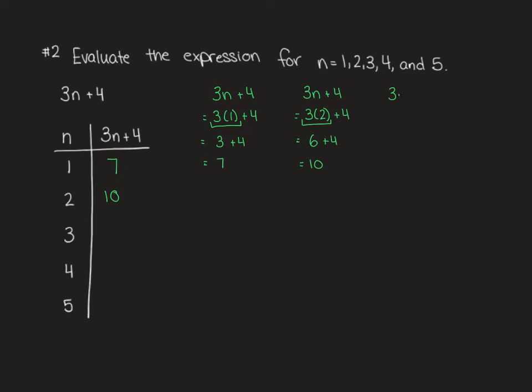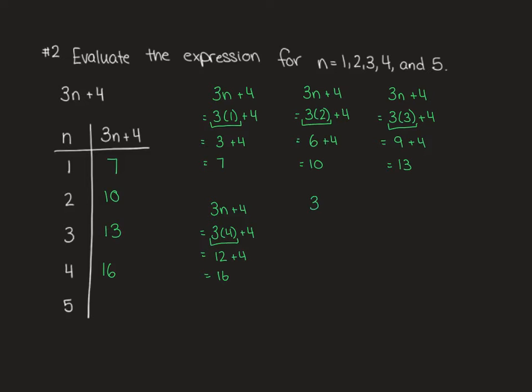Now we move on to number 3. So 3n plus 4, this time we're figuring out what would happen if n equaled 3. So we start with multiplication. 3 times 3 is 9, plus 4, and 9 plus 4 is 13. And that will go in our chart beside 3. Then 3n plus 4, if we're calculating n equals 4, so that's what we'll substitute. So 3 times 4 is 12, plus 4 is 16.